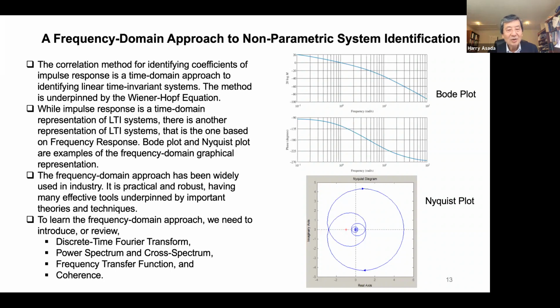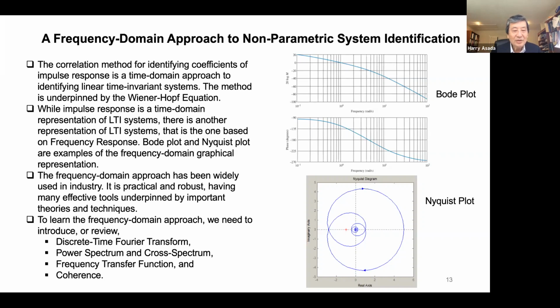It is practical and quite robust, having many effective tools already available. But studying this from the system identification viewpoint, we need to introduce, or for some of you it's just a review, the discrete time Fourier transform, the power spectrum, the cross spectrum, the frequency transfer function, and finally coherence. These are the kind of mathematical tools that we use in frequency domain system identification.